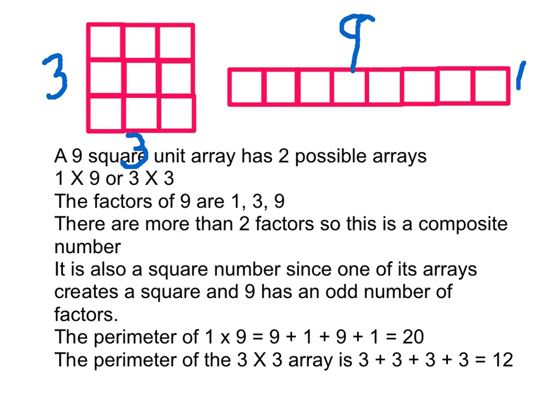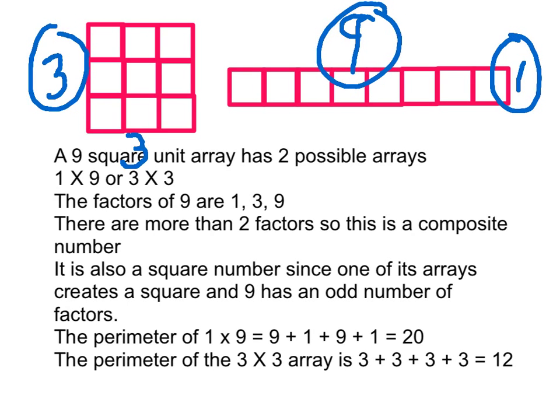Remember, the factors of 9 are only 9, 1, and 3. We don't repeat the factors twice. We only list each of the factors being used once.